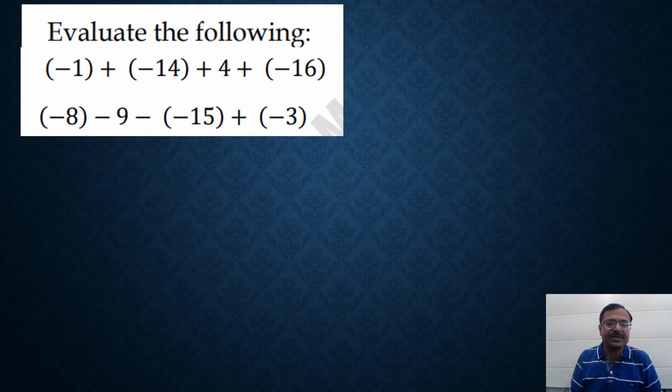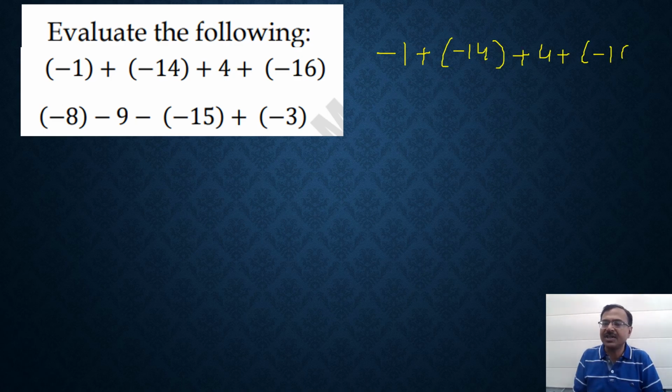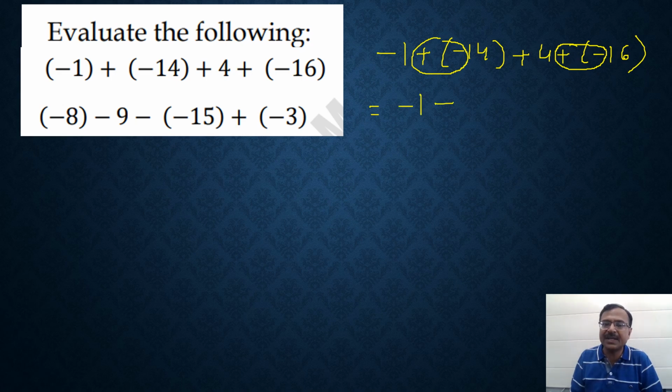Let's see the next concept. So you have multiple integers now. And when you have multiple integers, the rules are not going to change. -1 plus -14 plus 4 plus -16. So look at the two signs together. Wherever you have two signs together, first convert them into a single sign. So -1 plus minus minus 14 plus 4 and plus minus minus 16.